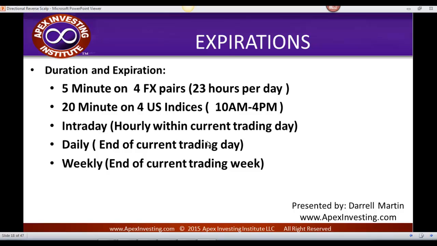On 4 particular FX pairs, they are offering 5-minute binaries that run pretty much around the clock, 23 hours a day. On the 4 US indices, they offer 20-minute binaries that run from 10 a.m. to 4 p.m. Eastern Time, as well as intraday contracts, which have hourly expirations. Daily contracts expire at the end of the day, and weekly contracts expire at the end of the current trading week. No binaries on Nadex last past Friday. None of them go over into the weekend or into the next week.